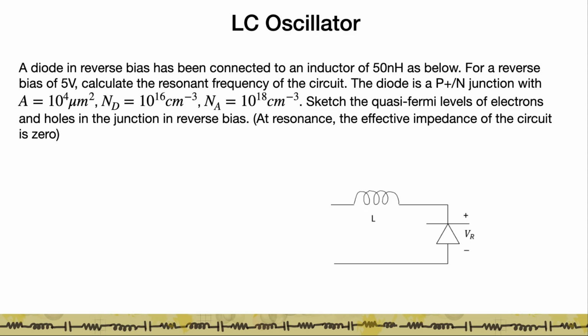A diode in reverse bias has been connected to an inductor of 50 nanohenry as below. For a reverse bias of 5 volts, calculate the resonant frequency of the circuit. The diode is a P plus N junction with area of 10 power 4 per micron squared, Nd equal to 10 power 16 per centimeter cube, Na equal to 10 power 18. Sketch the quasi-Fermi levels of the electrons and holes in the junction in reverse bias.